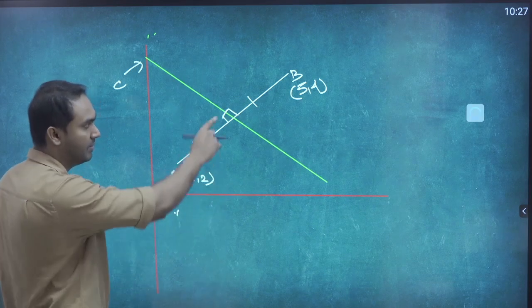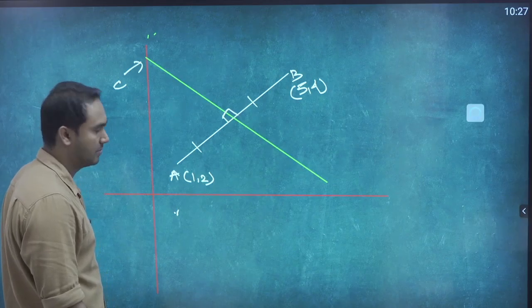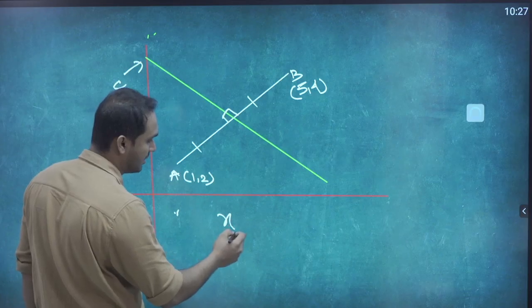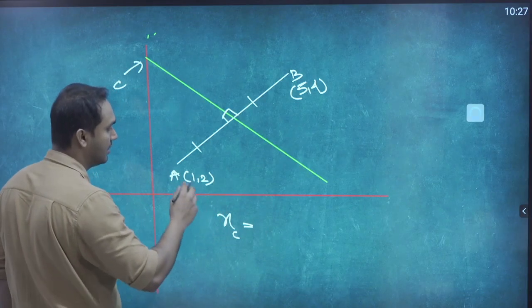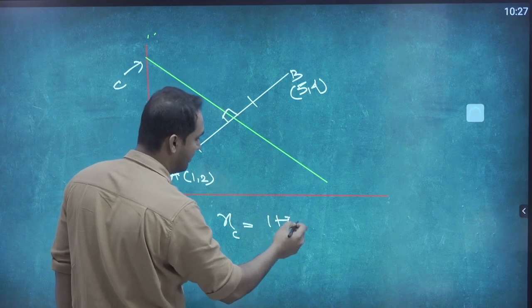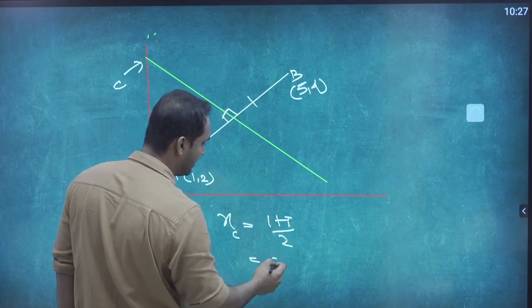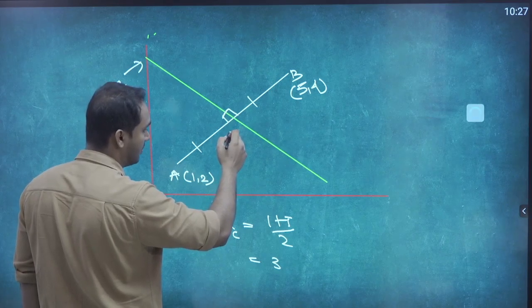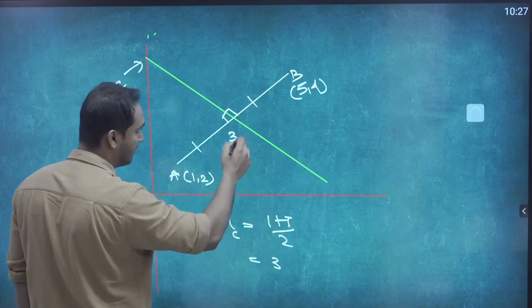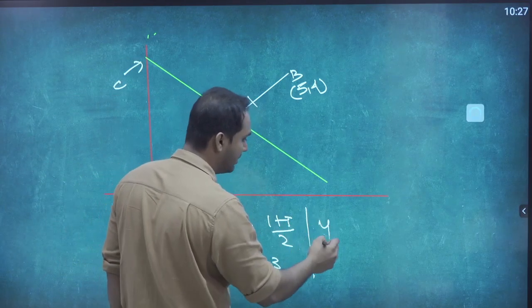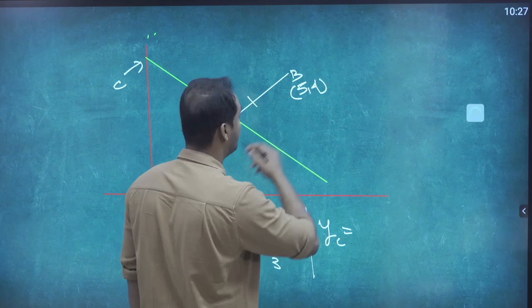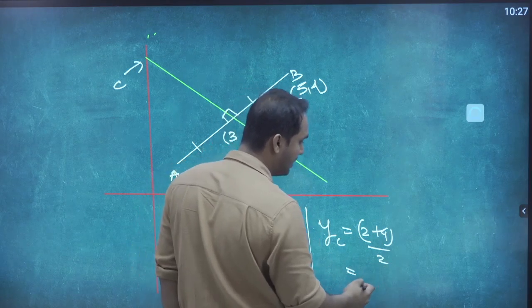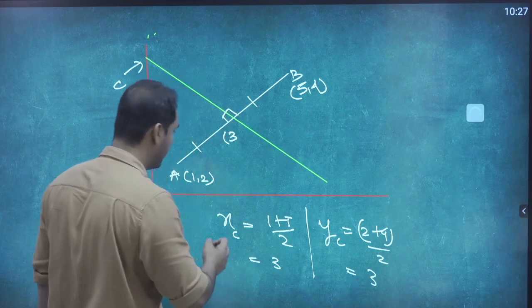Right, because the midpoint will be one of the points of the graph. So first thing you have to take the midpoint values. We'll take the xc. How do you take the xc? 1 plus 5 divided by 2, which will be 3. So the midpoint x coordinate will be 3, and the y coordinate will be 2 plus 4 divided by 2, 6 divided by 2, that will be 3. So y coordinate is also 3.